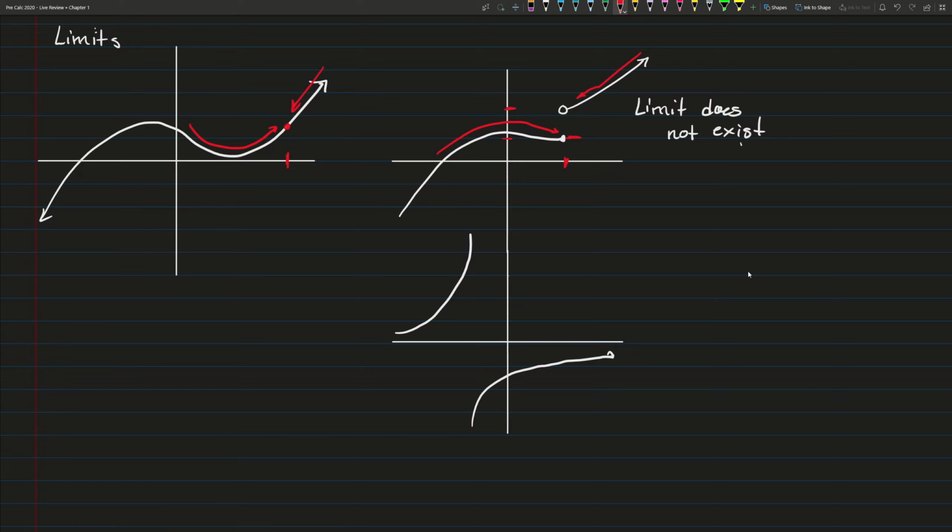And let's say we're taking the limit as we approach this point. Okay, as we approach from the left, we're going up to positive infinity. As we approach from the right, we're going down to negative infinity. Okay, those two things are not the same. And because they're different behavior, the limit does not exist. Okay, and then the other one is oscillating behavior. I'm not going to show you that because it's cool to look at, but I'm not going to give you an example like that on the test.